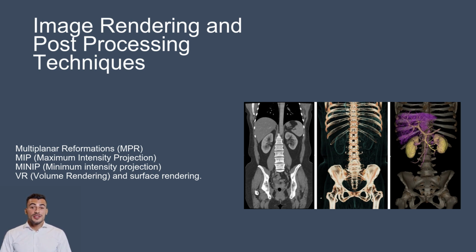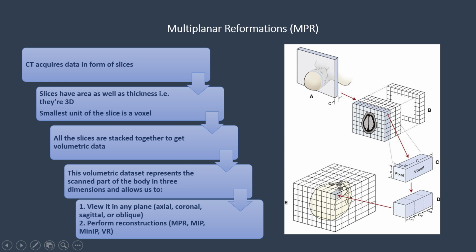So let's begin. Let's talk about multiplanar reformations first. As we learned in our previous video, the CT acquires data in the form of slices which have area as well as width, which means they are three-dimensional structures. Now, stacking these slices above one another gives us the data about the whole scan, and this is called volumetric acquisition. This volumetric data can now be viewed in any plane, be it axial, coronal, or sagittal, or even any oblique plane that we want, using mathematical manipulations, thus giving us images in any plane.